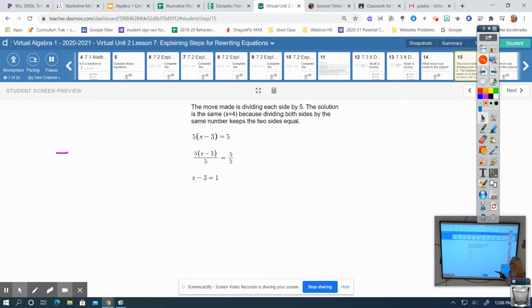So right here, I explained this. So all he did was divide both sides by 5. And so since this is multiplication, 5 times x minus 3, I can undo that multiplication with division. And if you divide both sides by 5, 5 divided by 5 is 1. Those cancel out, and you're left with x minus 3, which was in your parentheses.